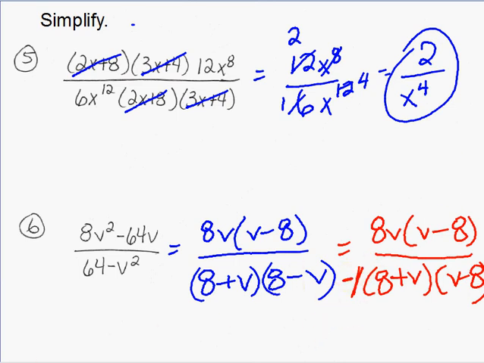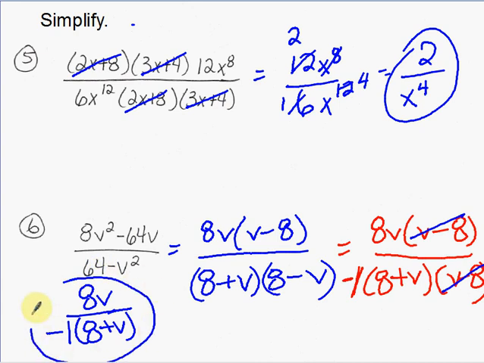Now what I'll do is go ahead and cross out my common factors, and my answer, I'm going to write it over here. I think that's where I have a little bit of room. I have 8v over negative 1 times the quantity. I need to keep the parentheses, or otherwise I'd have to distribute that negative 1. So 8v over negative 1 times the quantity 8 plus v would be my final answer.